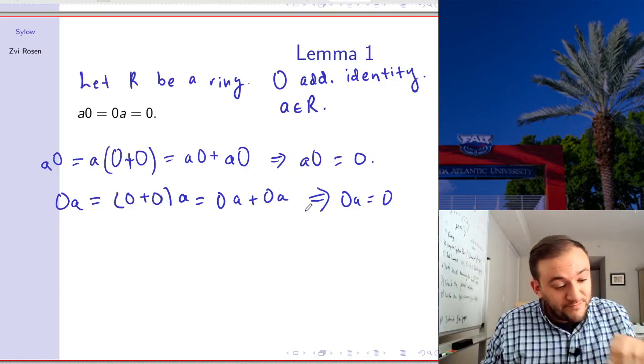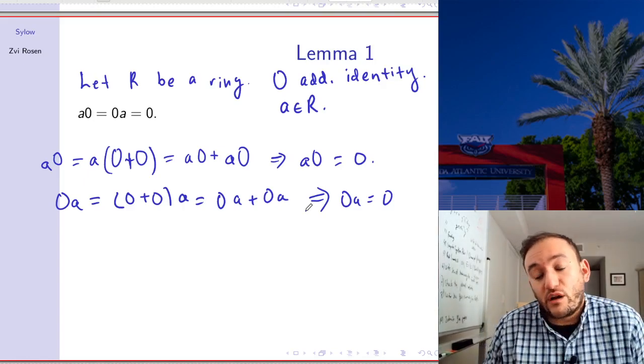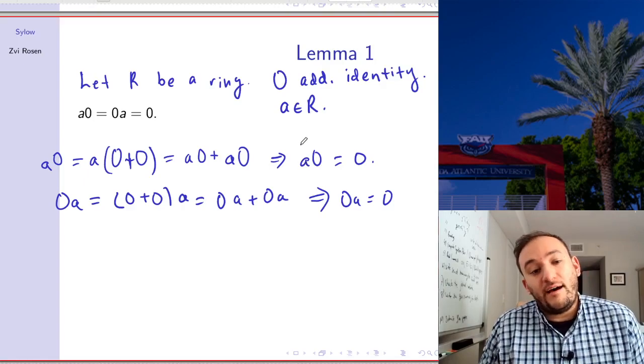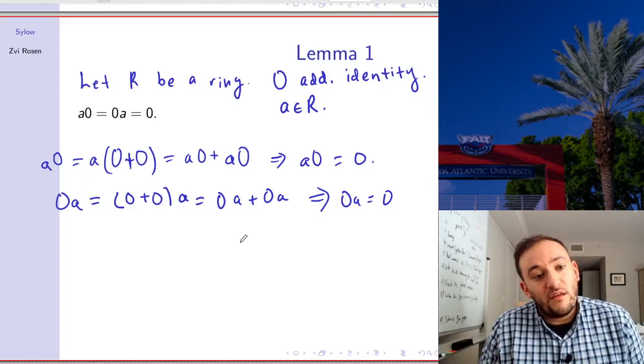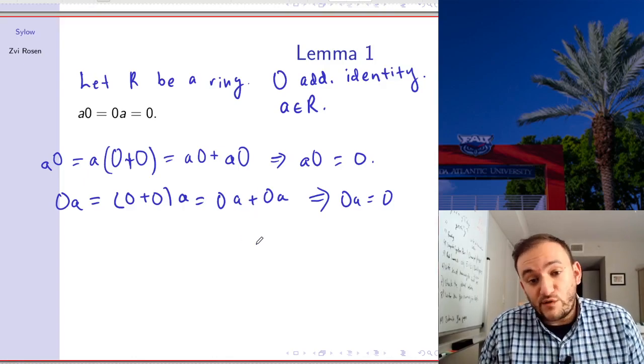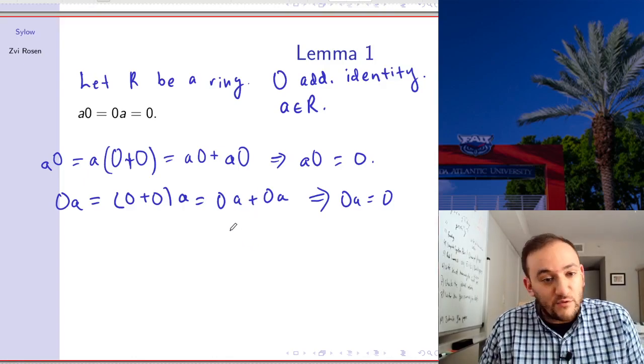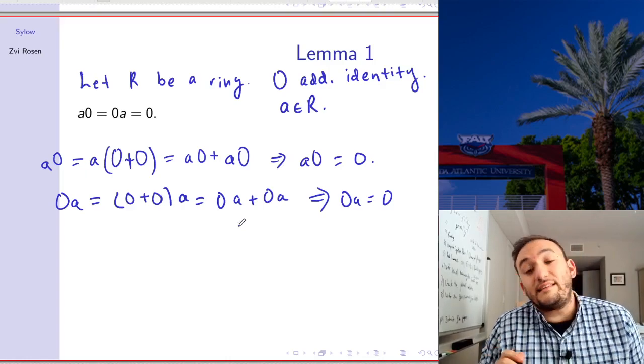Okay, so this is nice, just as we were accustomed to in the ring of integers and other rings we're familiar with. Multiplying by 0 gives you 0. And that's not using anything we know about 0 except that it's the additive identity.